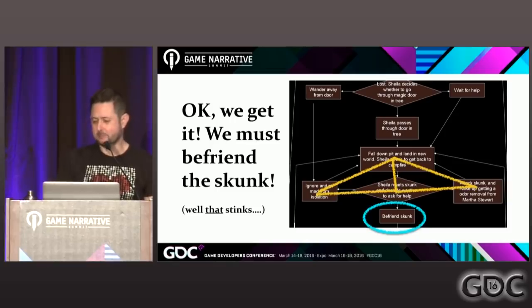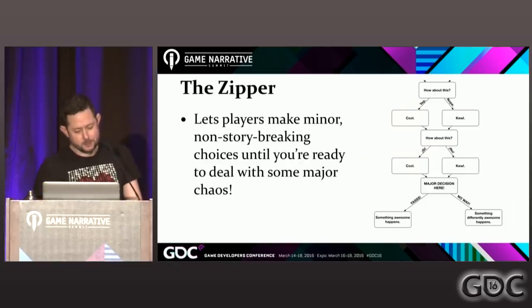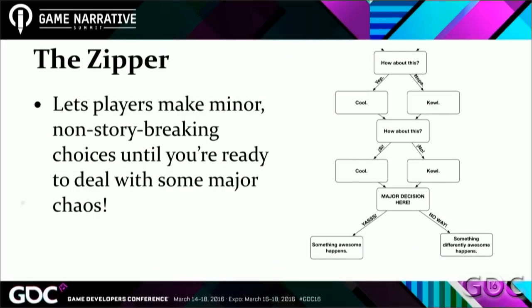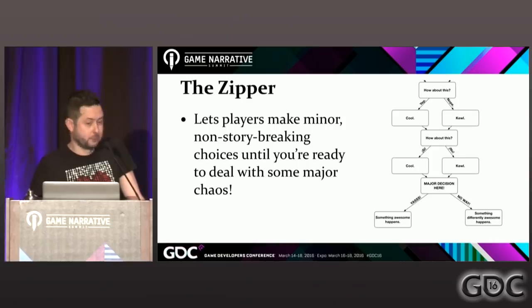Okay. In the interest of time, skipping ahead here. So the zipper, which is one that we named ourselves, as far as I know, which I think is kind of cute, basically lets players make minor non-story breaking choices until you're ready to deal with major ones. Talk yesterday actually did a really good job of dividing things up into choices and major branches. So this is the choice area, and then at the bottom you have your major branch.